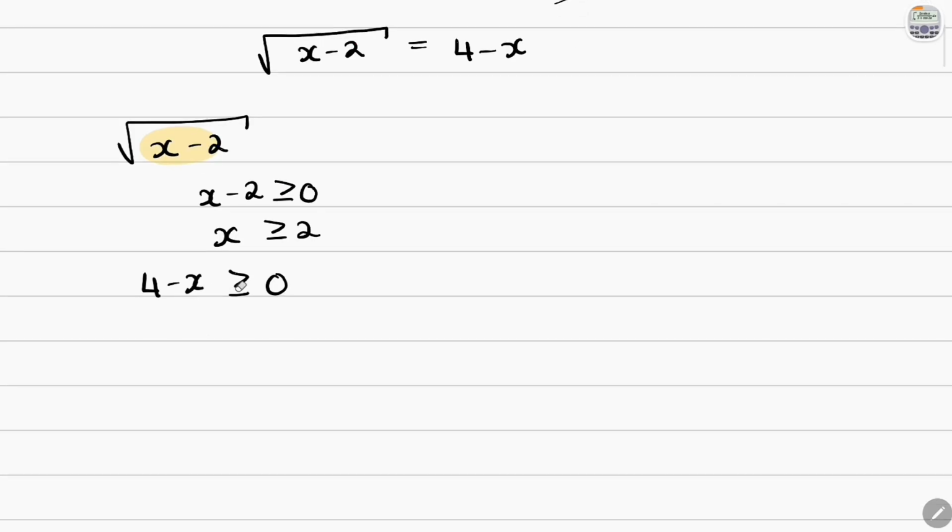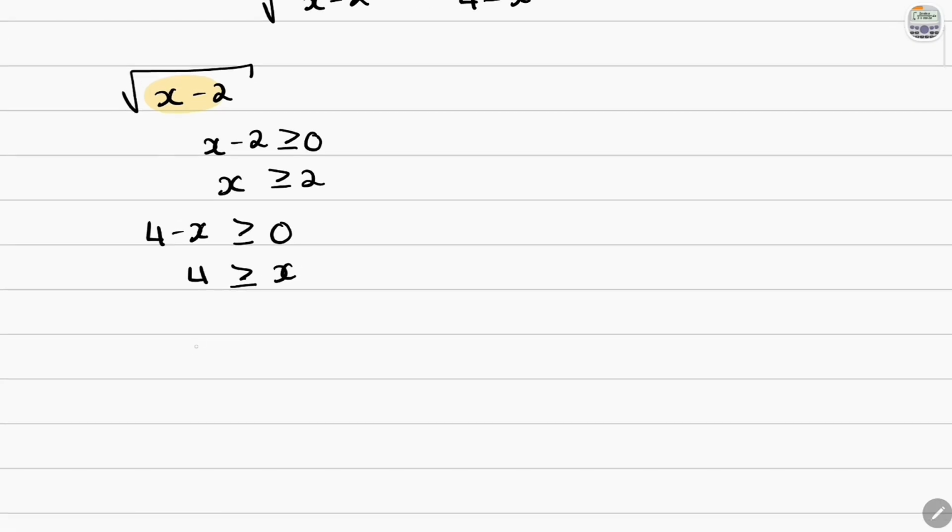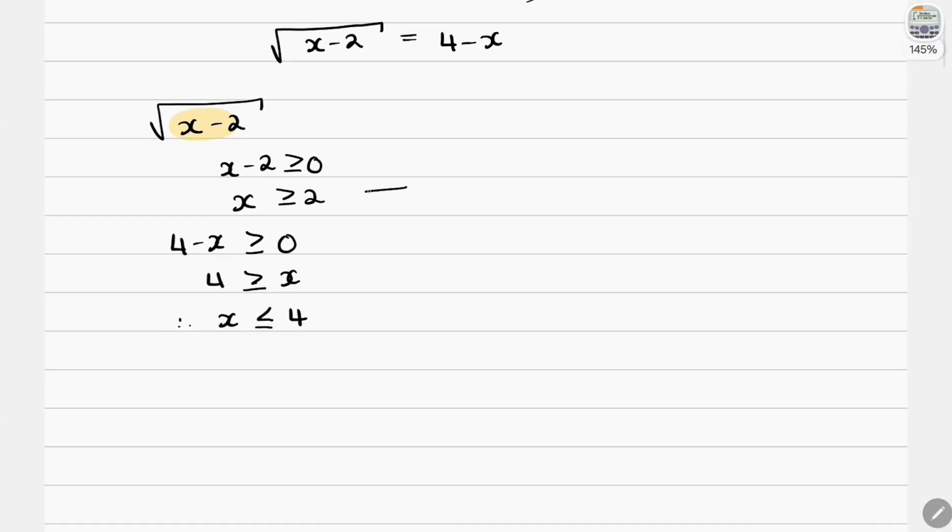Okay, so 4 minus x must be greater than or equal to 0, meaning 4 needs to be greater than or equal to x. And let's just rewrite that with x first. We're just saying that x needs to be, and then you put 4 here, then you see that the inequality is just facing the 4. So draw it facing the 4, and there's the equal to. So we're just saying that x needs to be less than or equal to 4. Okay, so it needs to meet these two criteria for it to even have a solution.